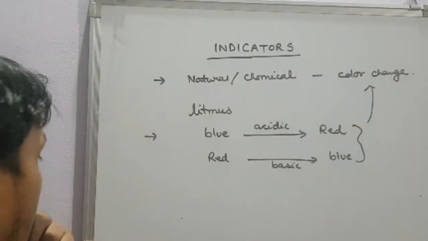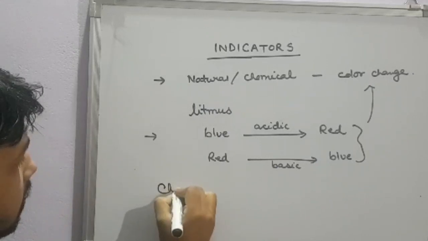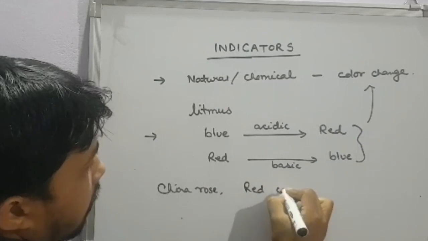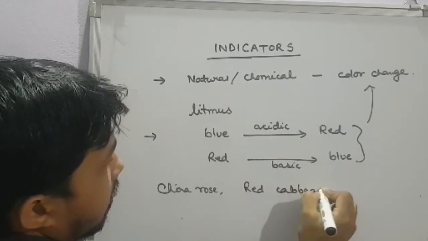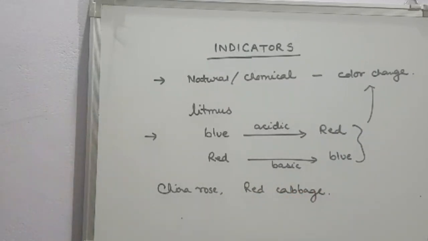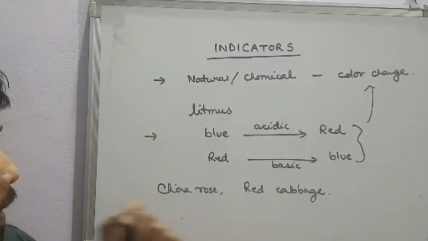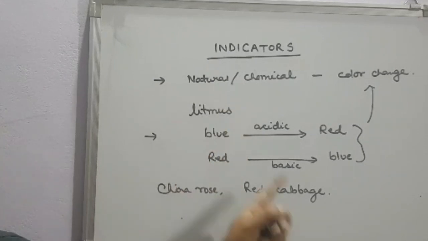There are many others, for example, China rose is one example, red cabbage is another example. These are all indicators. They indicate whether something is acidic or basic by undergoing color change. Now as you have noticed, these are all natural indicators, natural in the sense that they are available in nature.